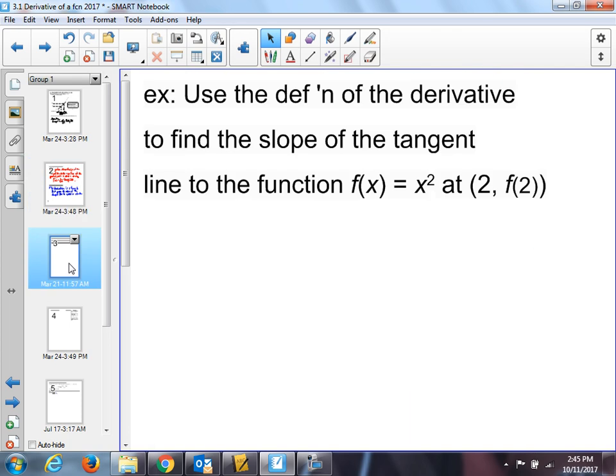Use the definition of the derivative to find the slope of the tangent line to this function. Now, before you would have said 2 and then 2 plus h for your x values. We're going to apply this f of x plus h minus f of x over h, the slope formula. We're going to apply that definition. So what I'm saying is we're going to find this derivative. F prime of x is how we read this aloud. It means the derivative. We'll find out there are other notations that we can use to show derivatives.